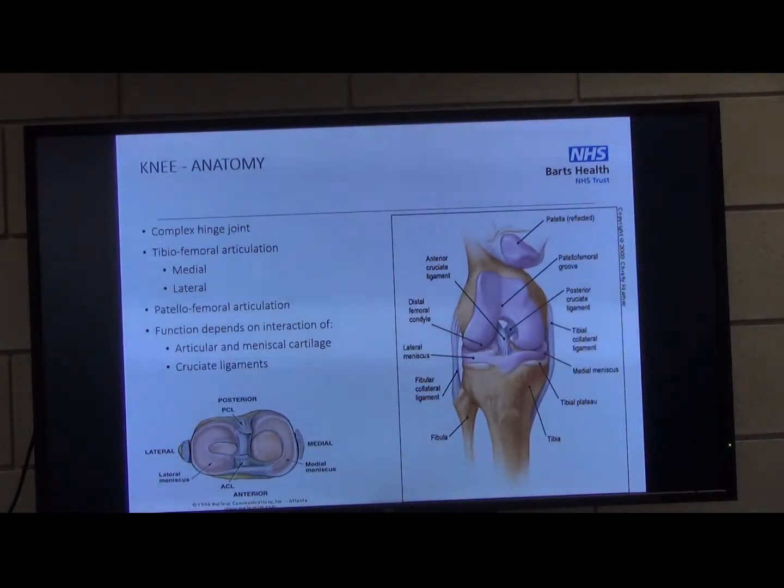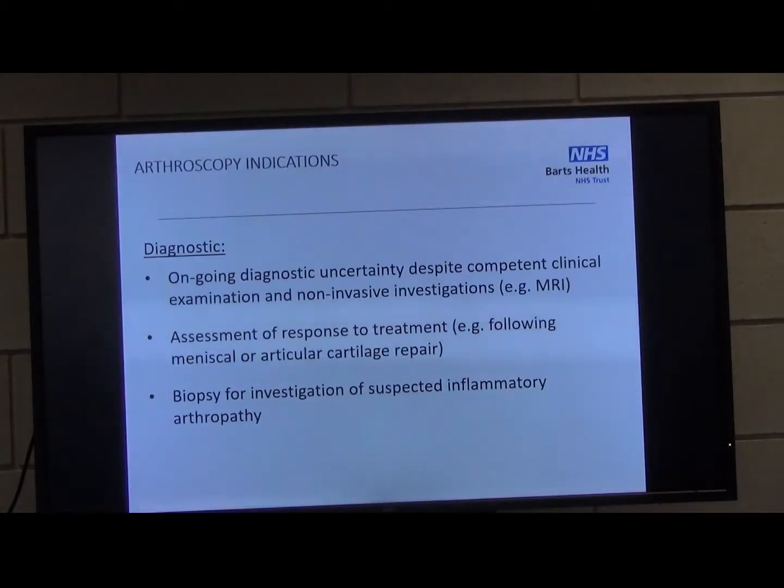I think it's very important to have a good knowledge of the anatomy of the knee joint before doing arthroscopy. To understand that there are three main compartments in the knee. The articulation between the tibia and the femur, the two compartments, medial and lateral, and then the patellofemoral joint. So having an in-depth knowledge of the anatomy of the joint is important to know what you're looking for and what pathology you may find.